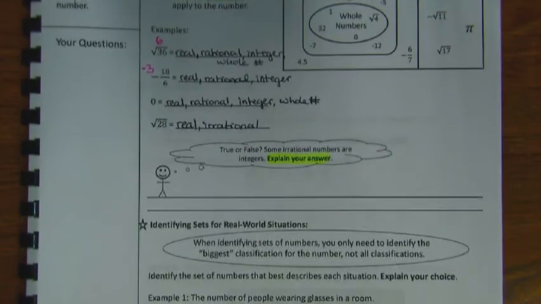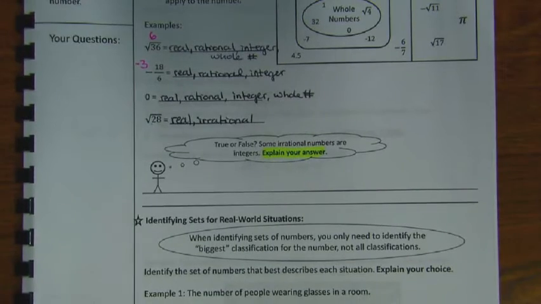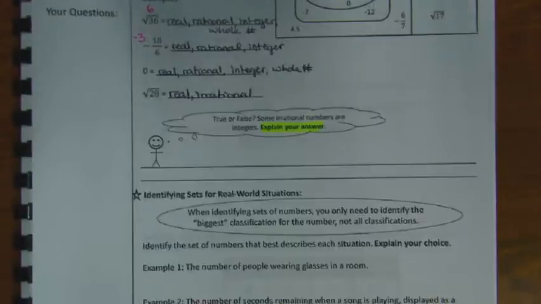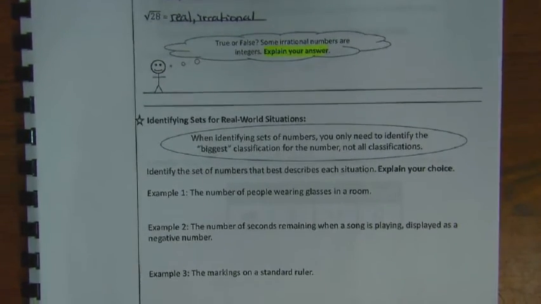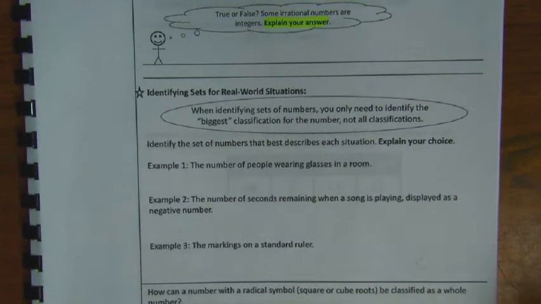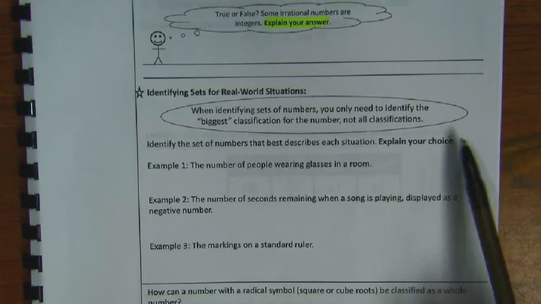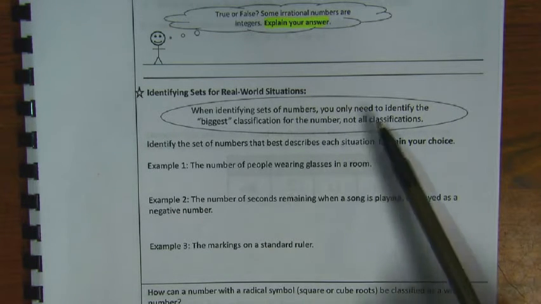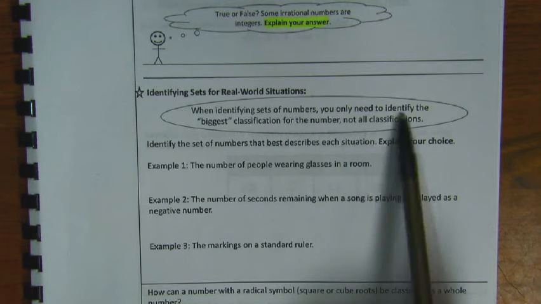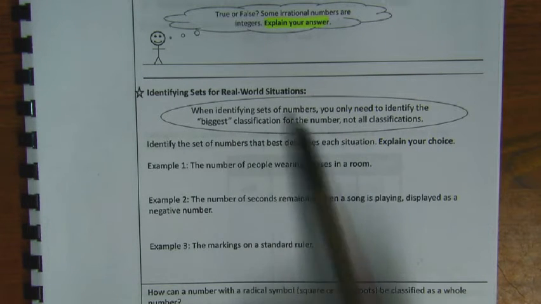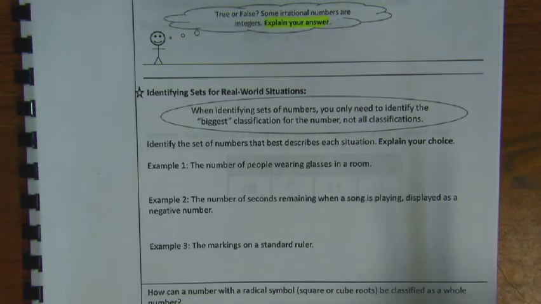All right, so next thing we're going to talk about is identifying sets for real world situations. So it's all well and good to be able to identify the number. What we want to look at now is what type of number will you use for a given situation. Okay, I want you guys to check out this oval up here. When identifying sets of a number, you only need to identify the biggest classification for the number, not all the classifications. So this is a little bit different.